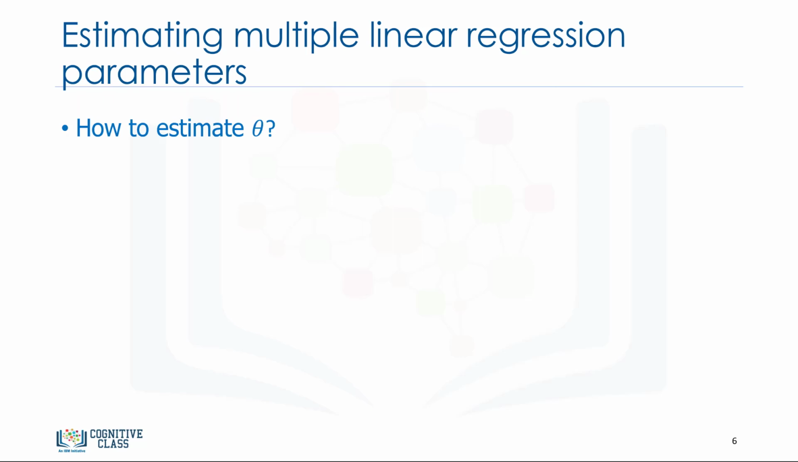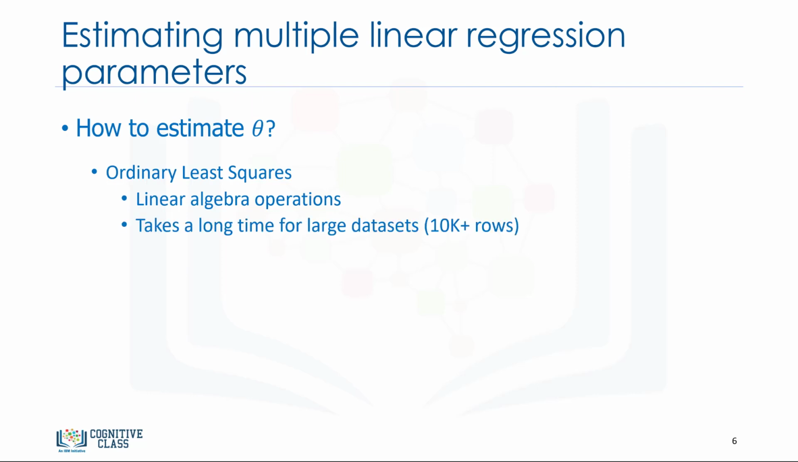There are many ways to estimate the value of these coefficients. However, the most common methods are ordinary least squares and the optimization approach. Ordinary least squares tries to estimate the values of the coefficients by minimizing the mean square error. This approach uses the data as a matrix and uses linear algebra operations to estimate the optimal values for theta.